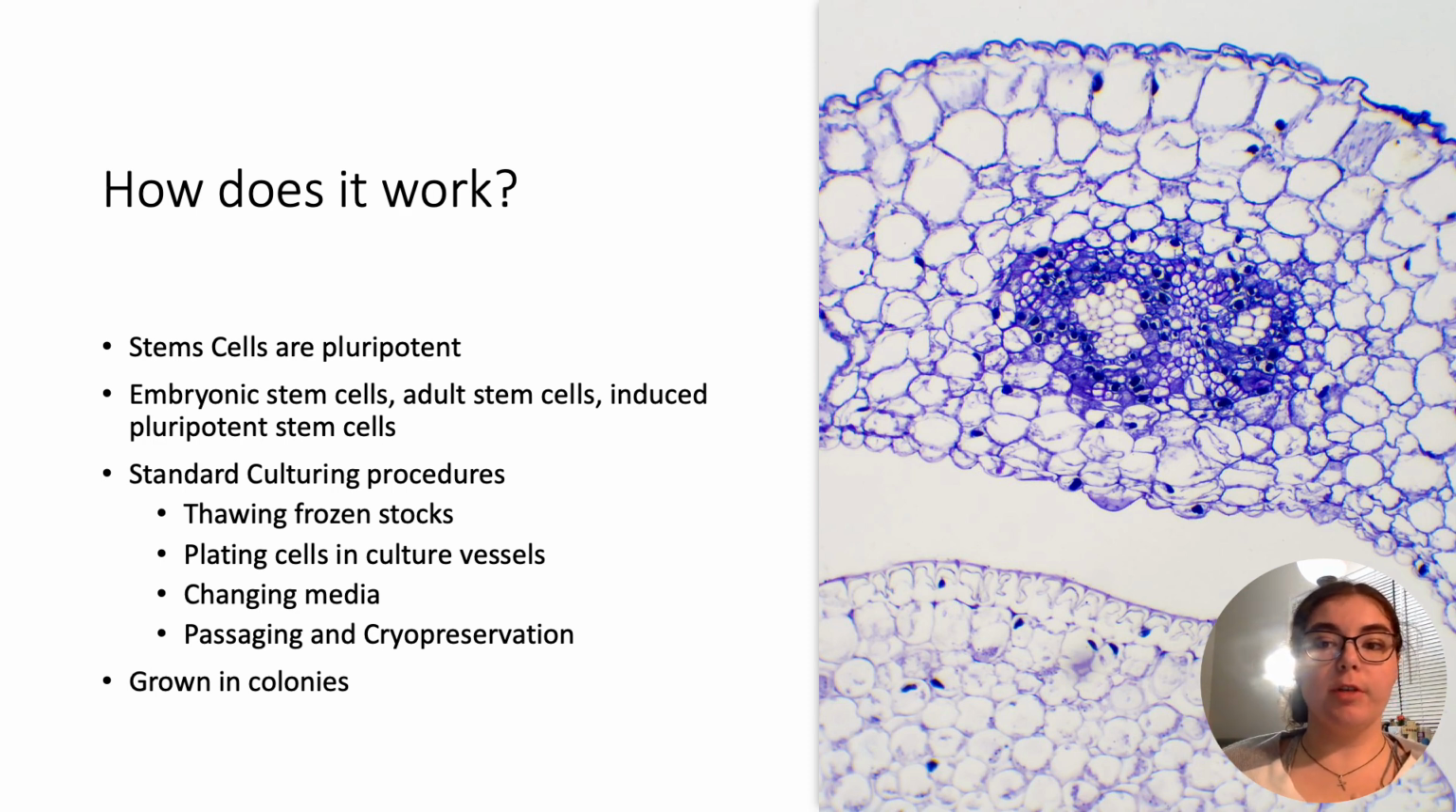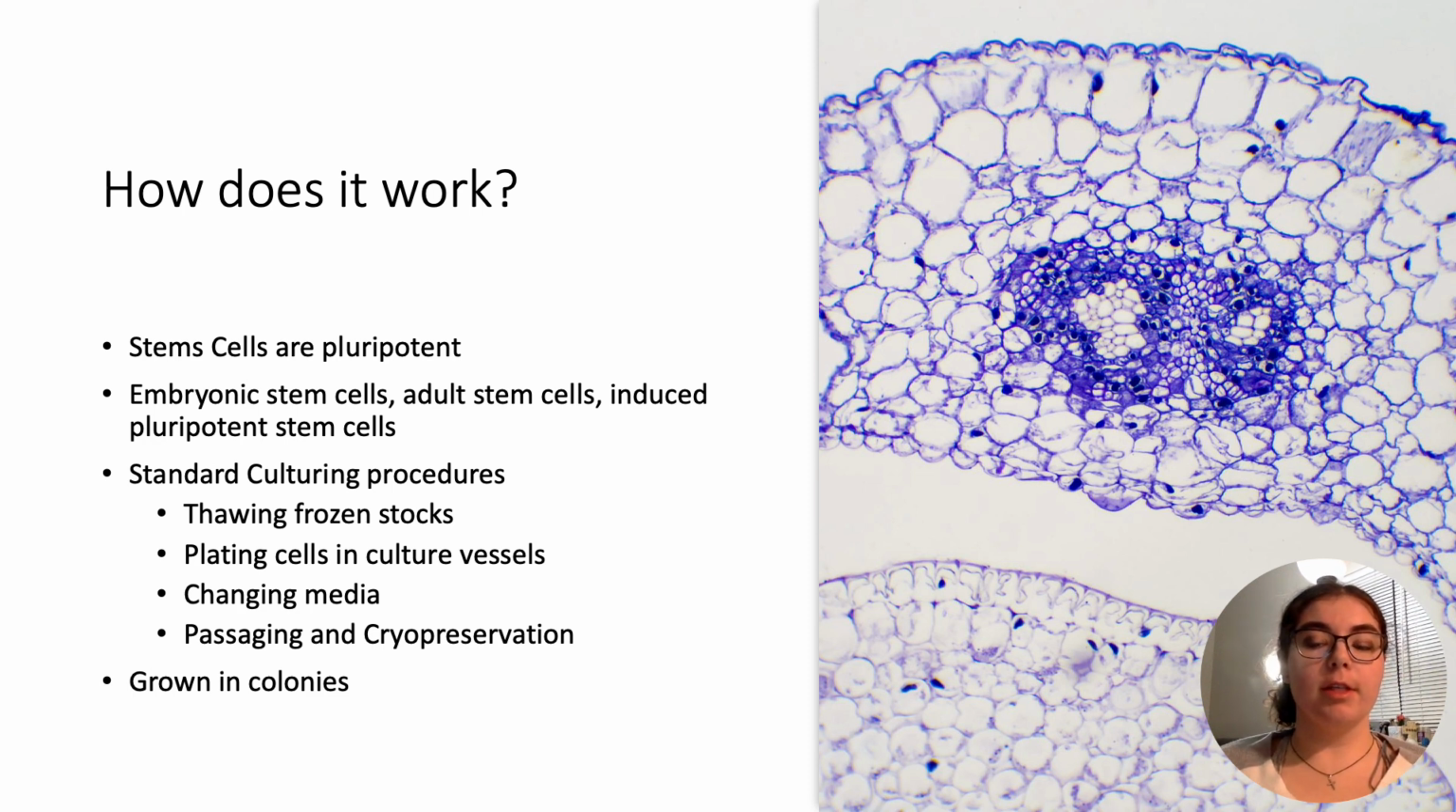Three major groups of stem cells that we will be working with in the laboratory setting are embryonic stem cells, adult stem cells, and induced pluripotent stem cells. The differences between each category largely depend on where the cell was harvested from.